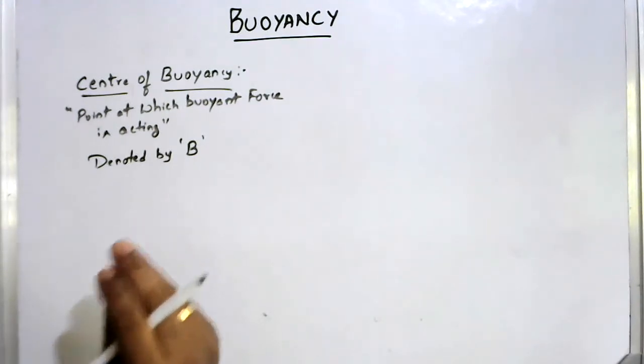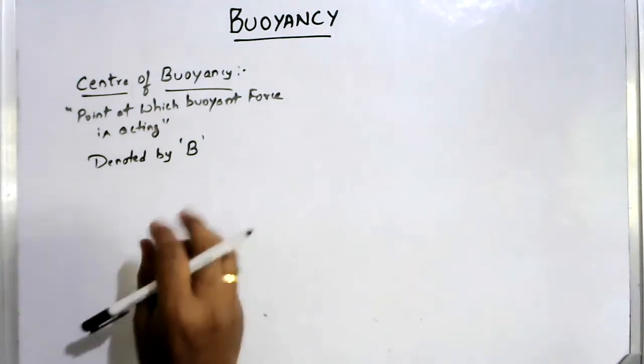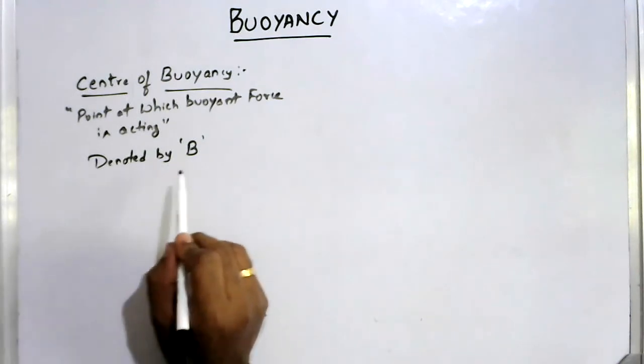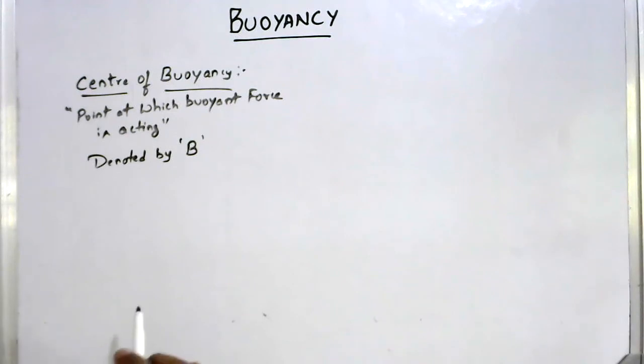It is similar to G, that is the center of gravity. The center of gravity depends upon the weight of the body, and the center of buoyancy B depends upon the buoyancy force. Okay, so thank you.